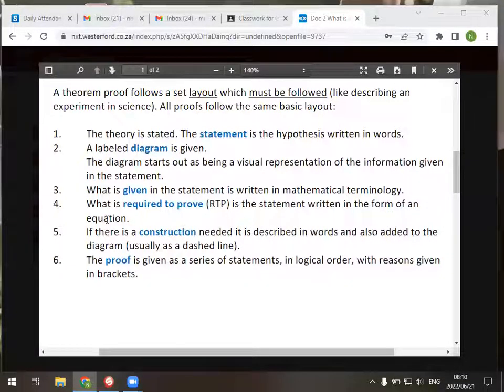Thank you. 3 is what you can see on the diagram. They will write out in words. But 4 is where they actually are. You have to actually say what you're proving. So this is what's given, and this is what you have to prove. You'll see when we do an example.